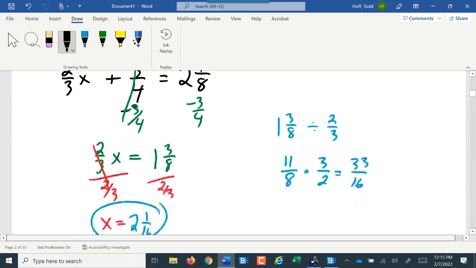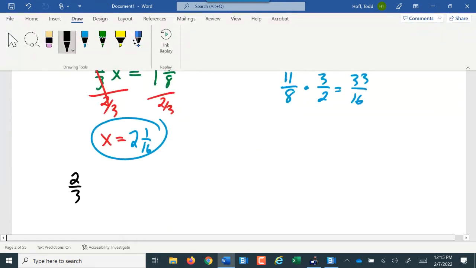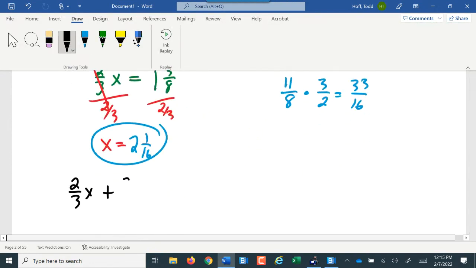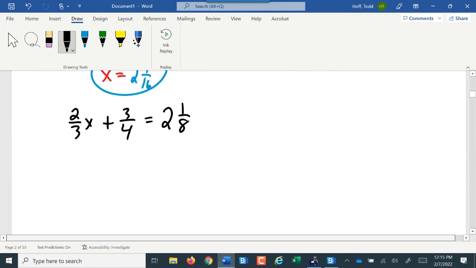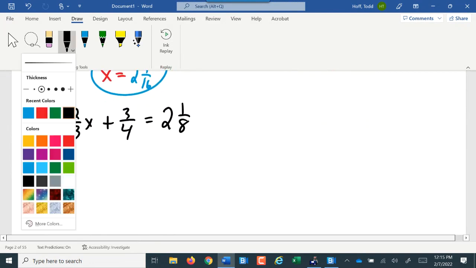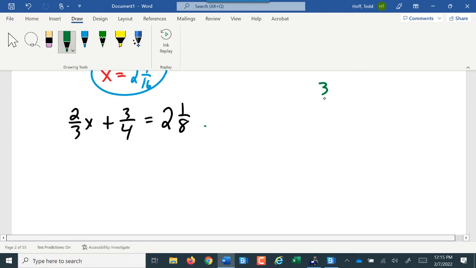But we could have taken an equation like that, 2/3 x plus 3/4 equals 2 and 1/8. And rather than working with the fractions, we could have got rid of the fractions. You guys have looked at least common denominator. Here we have denominators of 3, 4, and 8. The least common denominator will be a 24. So if I multiply that whole equation by 24, it'll get rid of all the fractions.